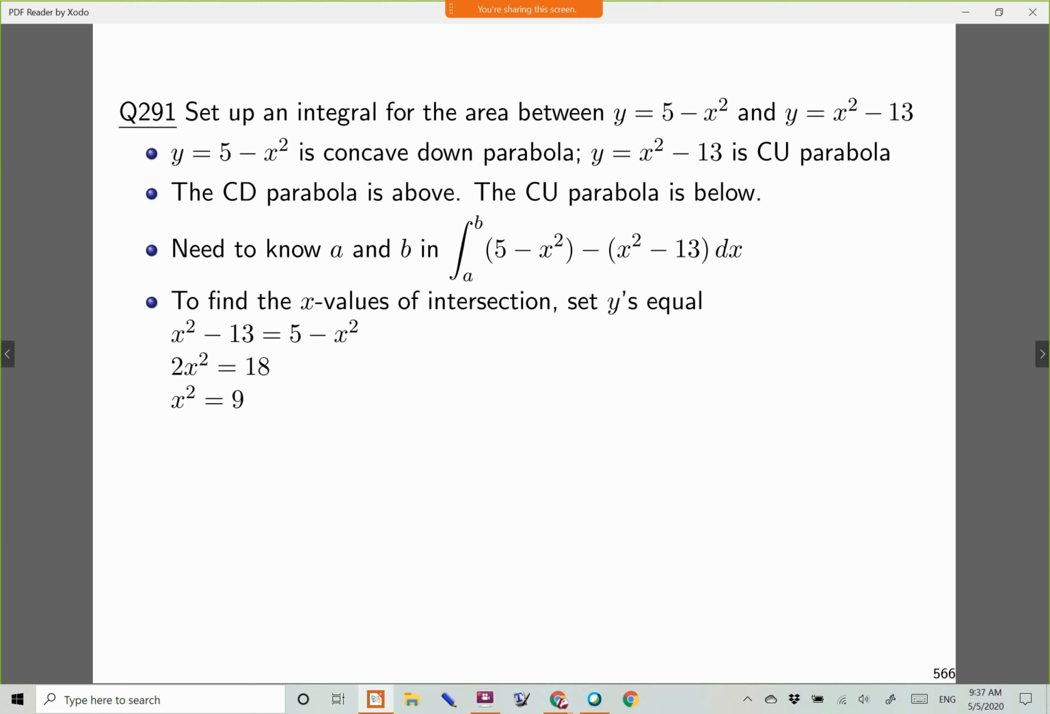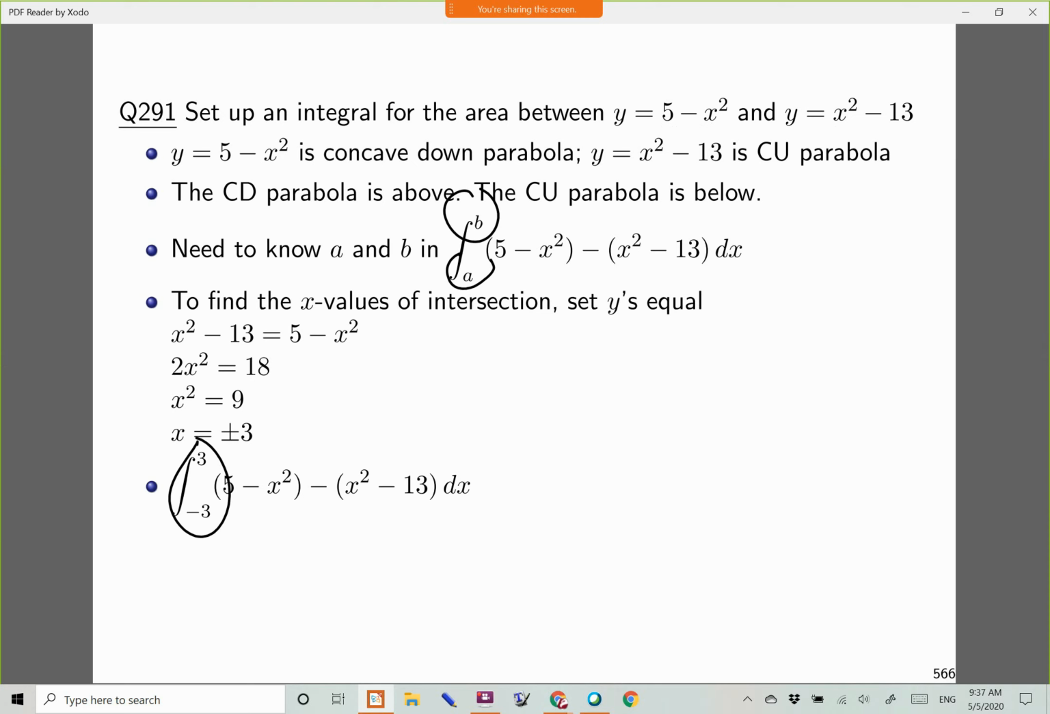Divide both sides by 2. You have x squared equals 9. Square root both sides. You have x equals plus or minus 3. Please be careful here. Sometimes when people square root both sides, they just get x equals 3. Well, that's only one value of x. You might say, how am I supposed to set up this integral with only one value of x? It's because there's more than one value of x. Whenever you square root both sides of an equation, there's a plus or minus sign. So those two values of x, negative 3 and positive 3, are what end up here and there.